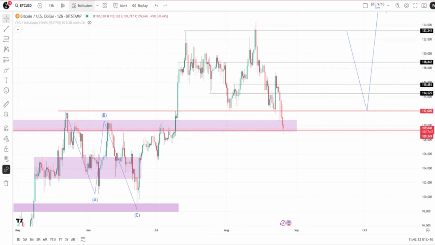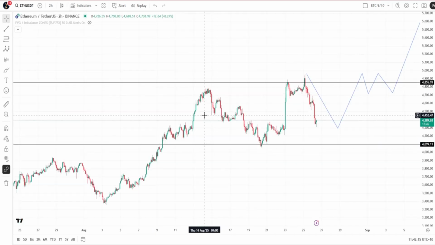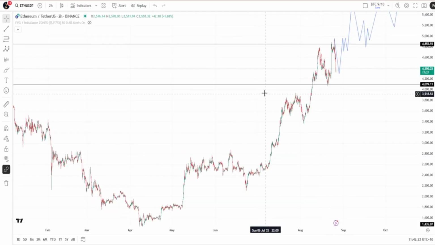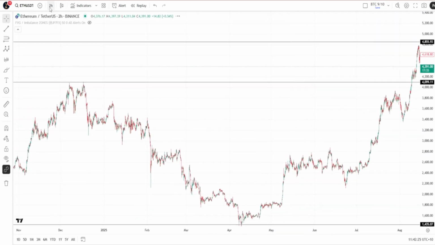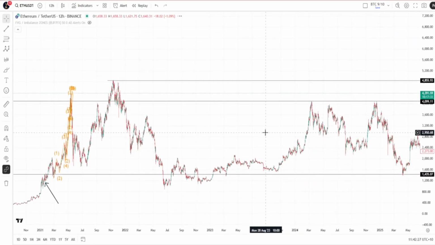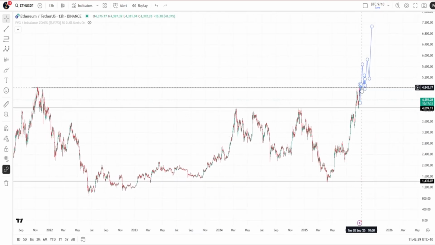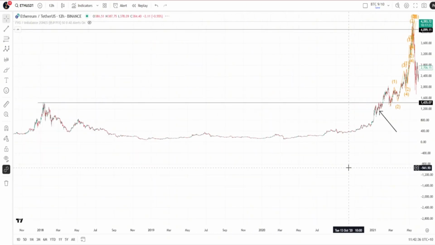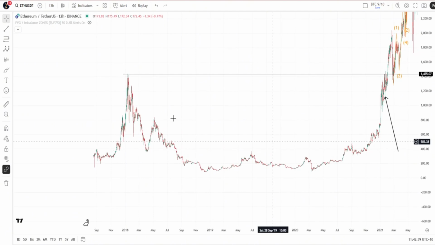What I'm really interested in is the altcoins, because if we have a look at a lot of altcoins, and I'm not going to use Ethereum because as we've seen over the course of August, Ethereum has rallied upwards of 50% and made it back to its previous highs, which we can see on the higher time frame here. You can see that Ethereum is now back at its all-time high. And typically what we've seen in the past when Ethereum has made it back to its all-time high, like we can see over here, this is the 2018 to 2021 cycle.